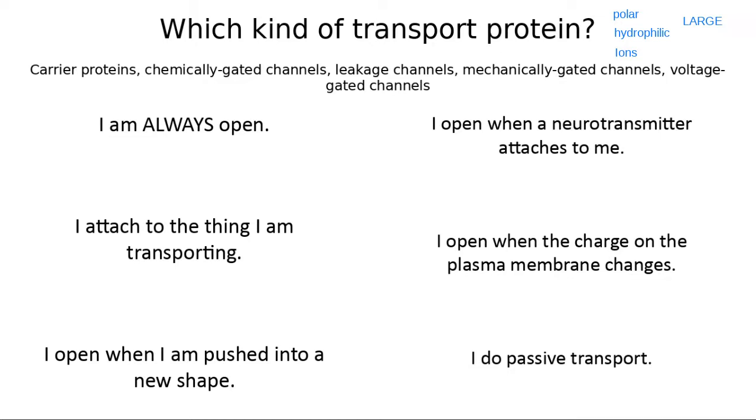I guess I saw one other. Sorry, let me add that to my list. The other one being water soluble. Water soluble.